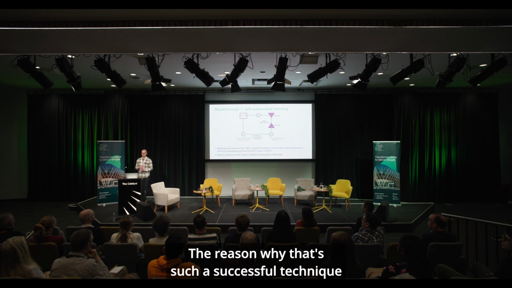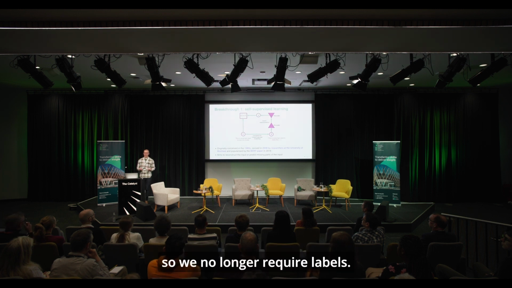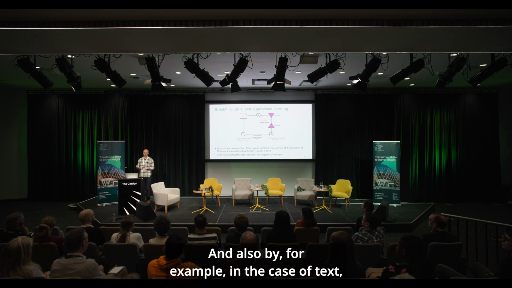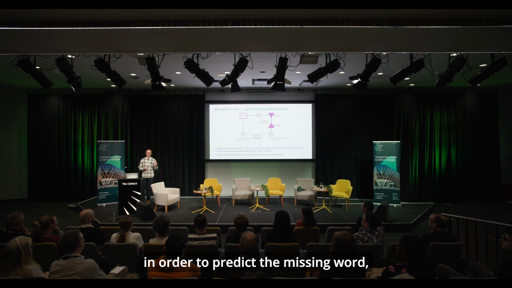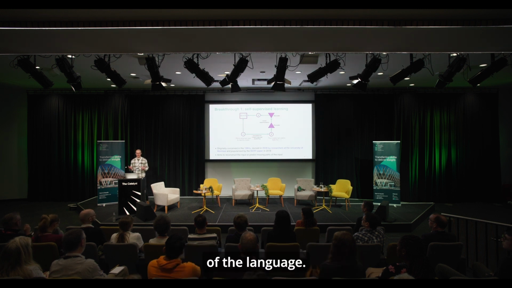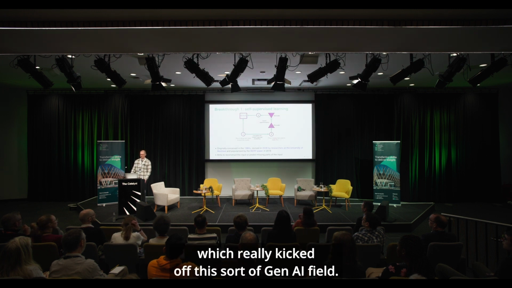The reason why that's such a successful technique is because it reduces the need for a human annotator, so we no longer require labels. And also, in the case of text, in order to predict the missing word, we need to actually acquire an understanding of the language. So that was the very first key breakthrough which really kicked off this Gen AI field.